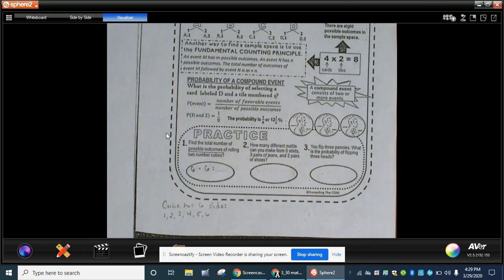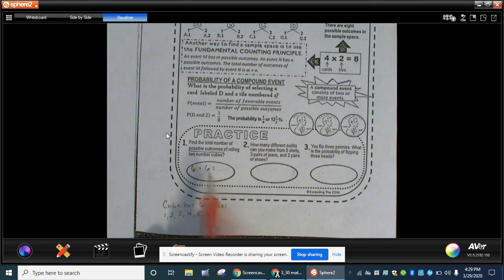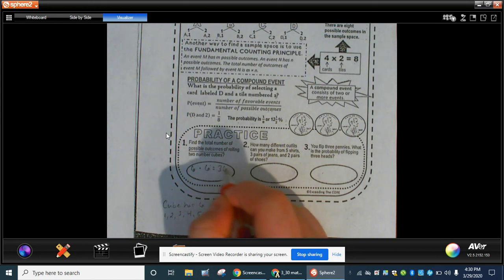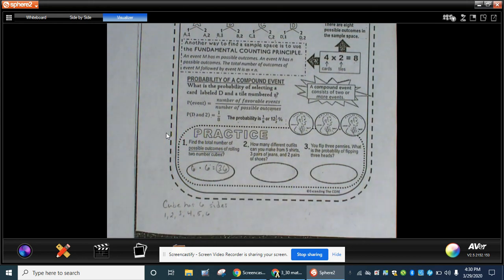We're going to use the fundamental counting principle, taking the number of outcomes for the first event and multiplying it by the number of outcomes for the second event. In this case, 6 times 6 is 36. So I have 36 possible outcomes when I roll 2 number cubes. For example, that could be rolling a 1 and rolling a 4. That would be an example of that.